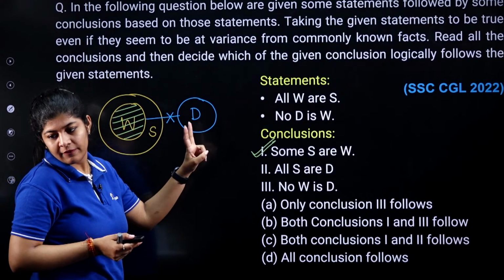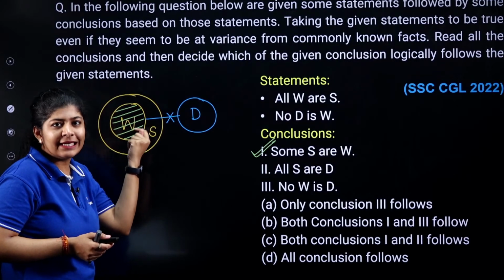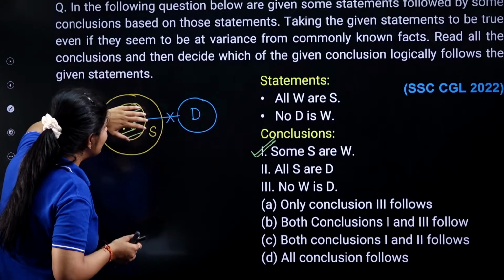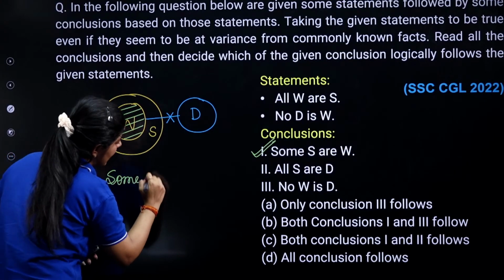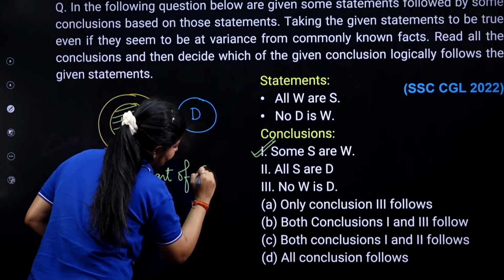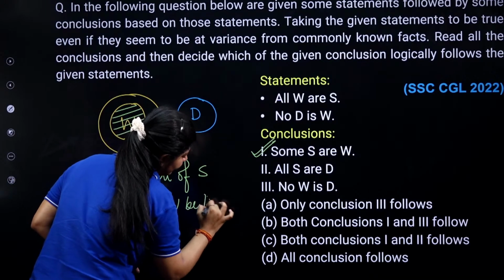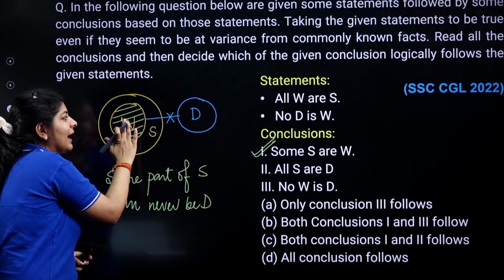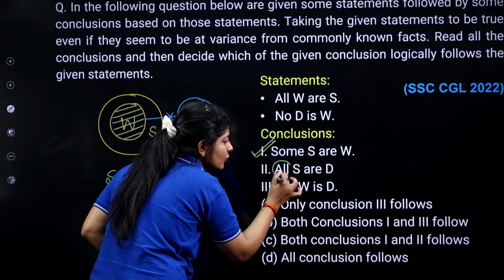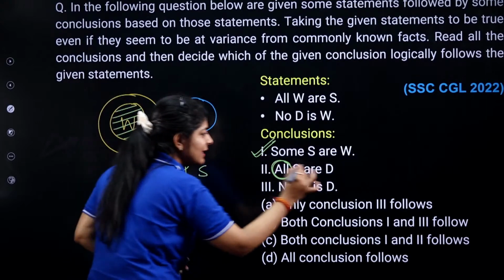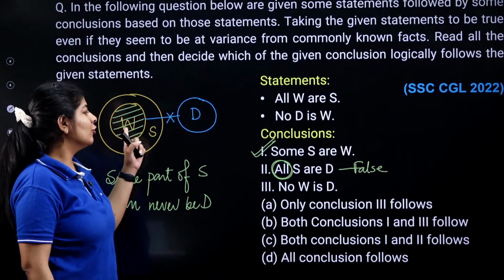Very good, Shrisha. Very good, Yashwant. So we can say that this part of W, we can consider it as some part. So some part of S can never be D. We can say that because this part can never be D. So this is considered as some part of S, and here we are talking about the whole part of S. So this statement is false. Third one, no W is D.